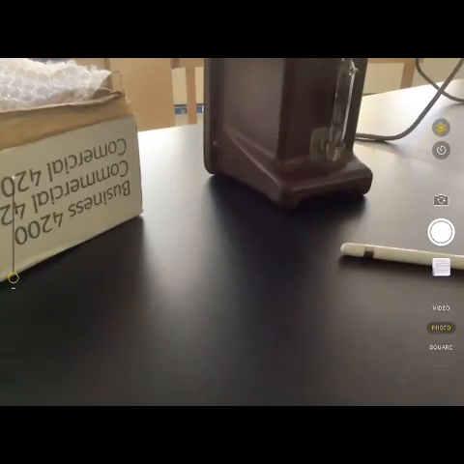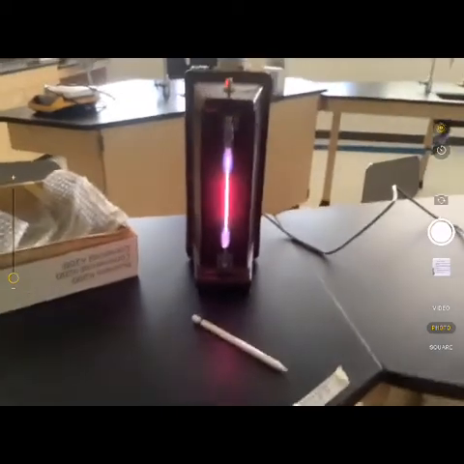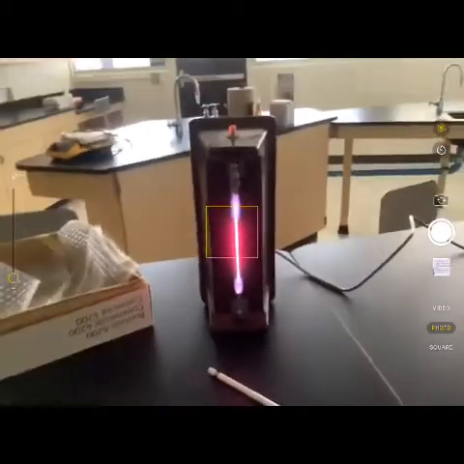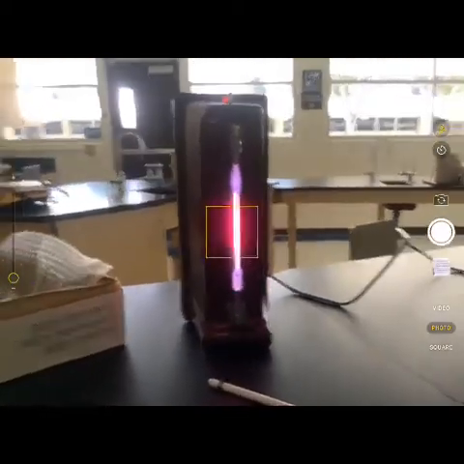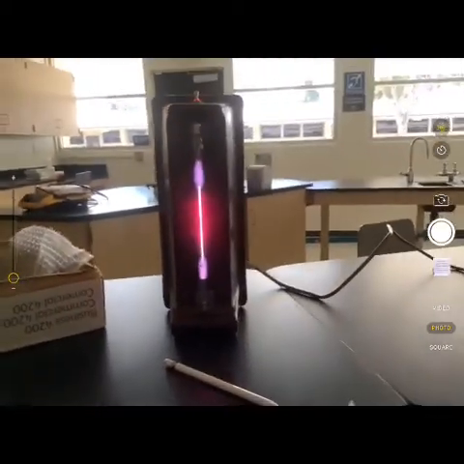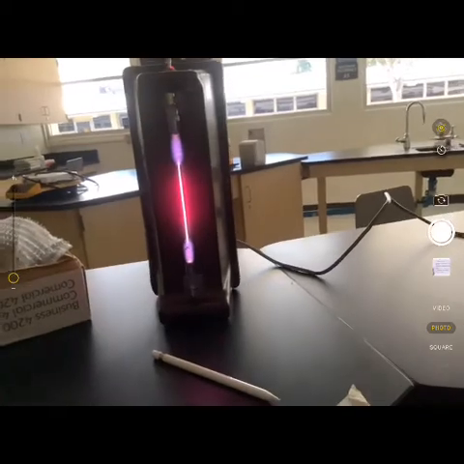And I'll flip this on, and we'll see what hydrogen in its pure form looks like. So if I turn this on, we can see that we get kind of, I don't know, a reddish purple color. Now, I'm gonna do my best to let you guys take a look at what the fingerprint for hydrogen looks like.